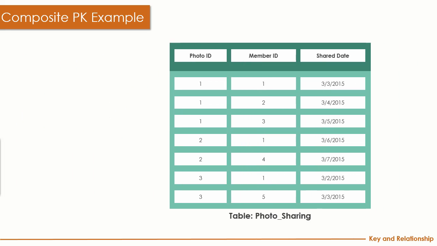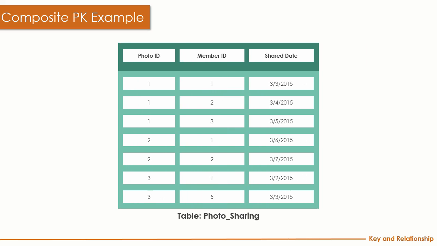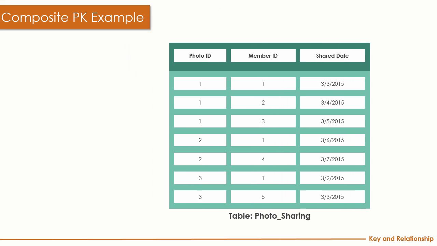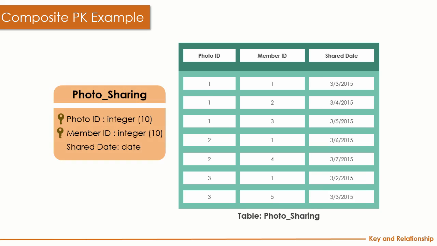In this case, the photo ID in the photo sharing table is not unique. We are allowed to share the same photo to multiple team members. And even the team member is not unique because he can have multiple photos shared to him. In this case, we need to combine these two columns to form a unique primary key. Then we call it a composite key. You will see both columns have the key icon on the left hand side.